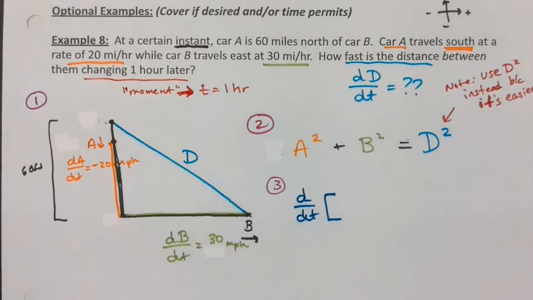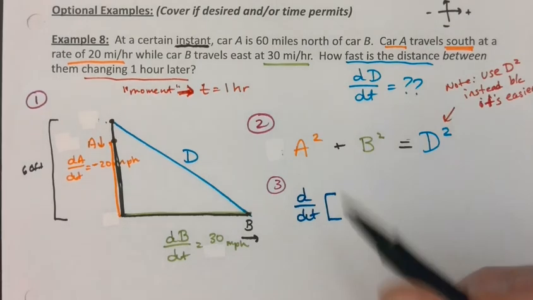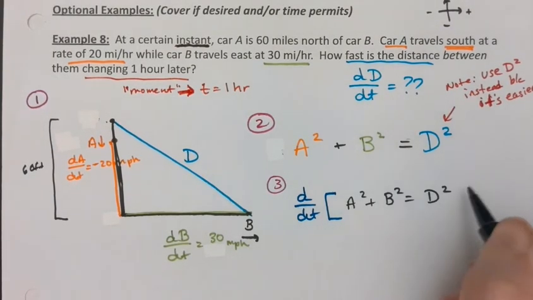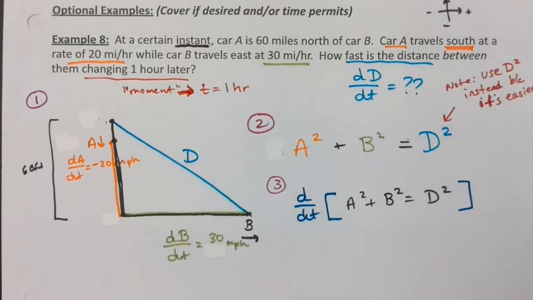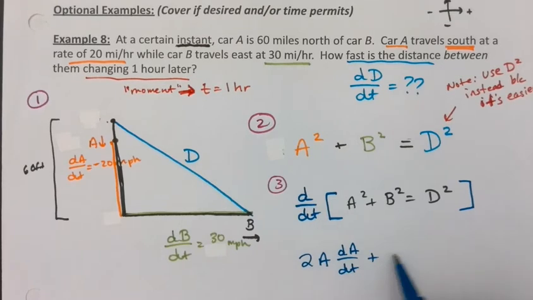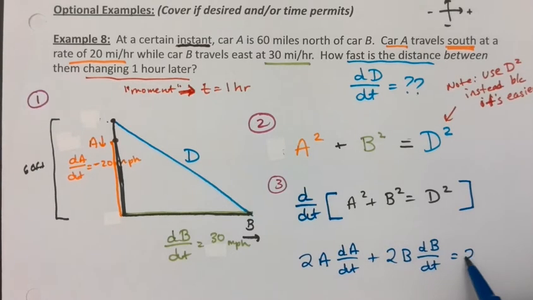So I'm going to take the derivative of both sides of this, and that would be a squared plus b squared equals d squared, right? Don't be afraid to write it again. It's not the end of the world. Okay, so to do that, that's going to be 2a dA dt plus 2b dB dt equals 2d dD dt.